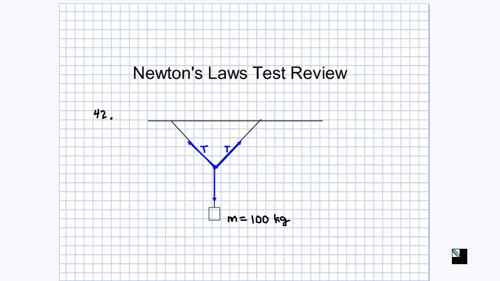Hello, young scholars. Here we are once again, preparing for a test, this time on Newton's laws. Our first problem from the free response section involves a mass supported by two cables, equally it says, so each one will have the same tension force, which we can represent by the same variable, T.